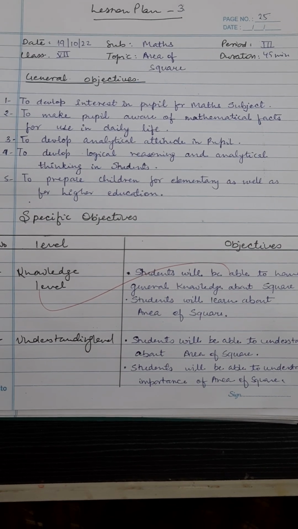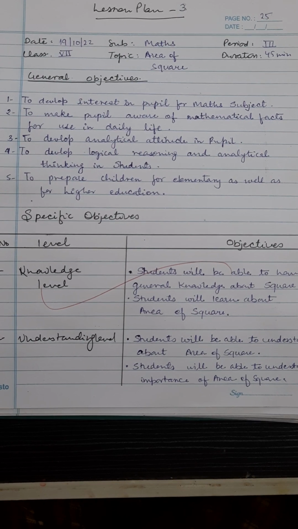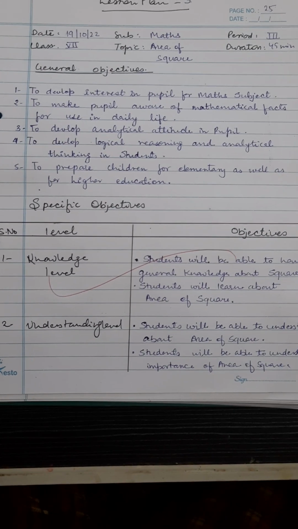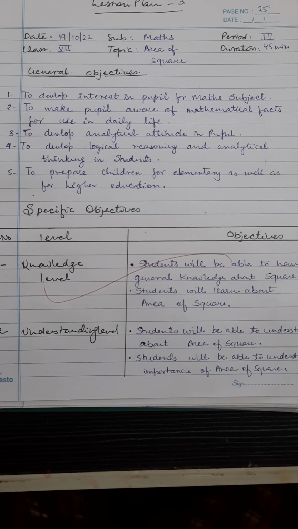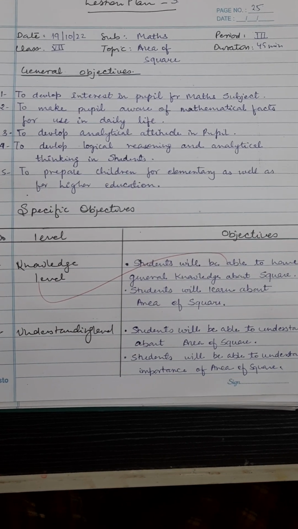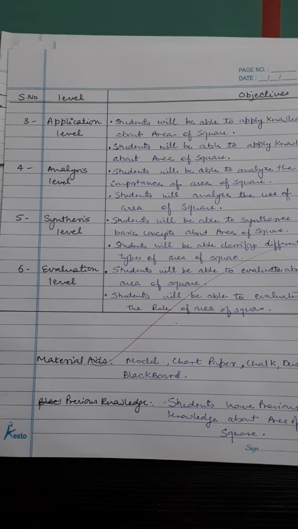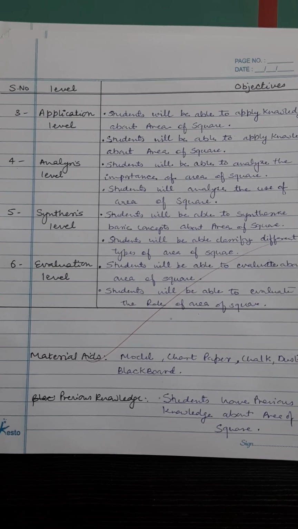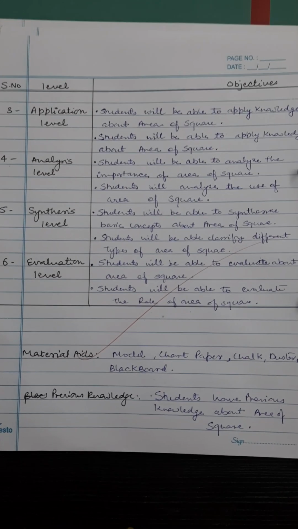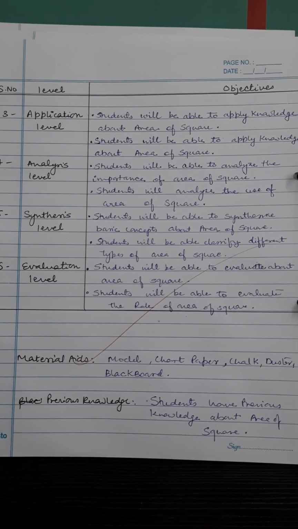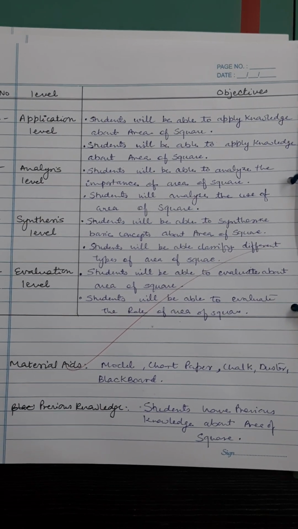Then we will write general objectives. These are the 5 points that you have to write in general objective. Then the specific objectives have 6 levels, each having 2 objectives. First is knowledge level, second is understanding level, third is application level, fourth is analysis level, fifth is synthesis level, and sixth is evaluation level. Each one has 2 objectives, so you have to write them.